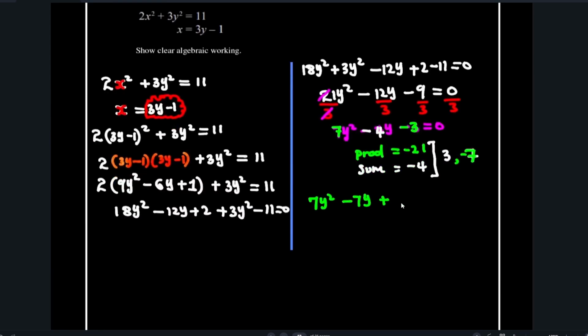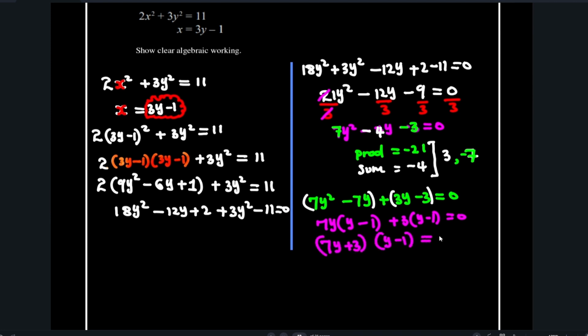So we can rewrite the equation 7y squared minus 4y minus 3 equals 0 using the two terms we have obtained. So it will be 7y squared minus 7y plus 3y minus 3. If we factorize this by grouping, we can factor out what's common. 7y is common in the first case, and in the second case we have 3 common. Then we can pick these terms which are outside the bracket: 7y plus 3 into y minus 1.